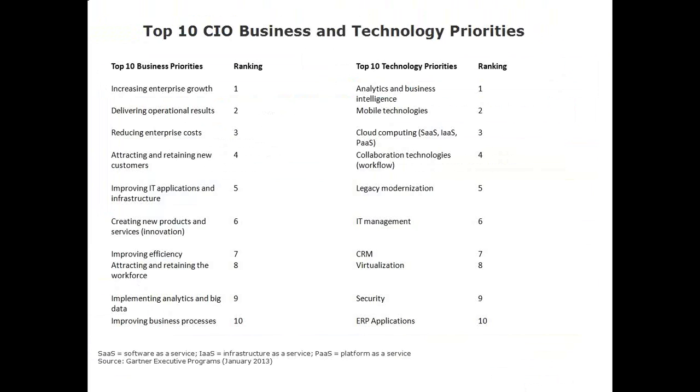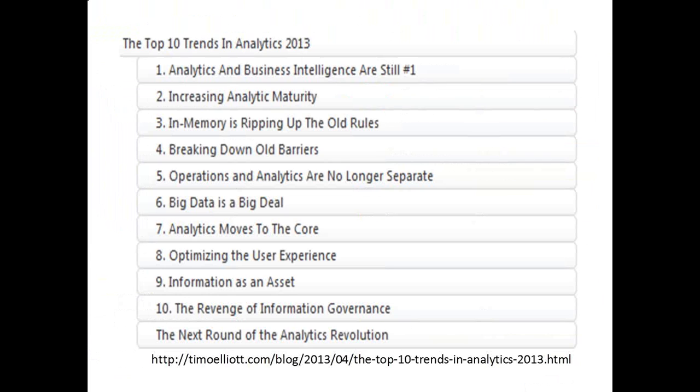As I told you, nowadays the top CIO business and technology priority is analytics and business intelligence. This is their number one priority. Talk to any CIO and CTO, they will talk about this only. What are the trends? Why do we need this? Because we need analytics.